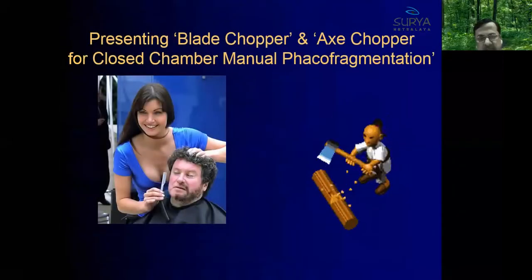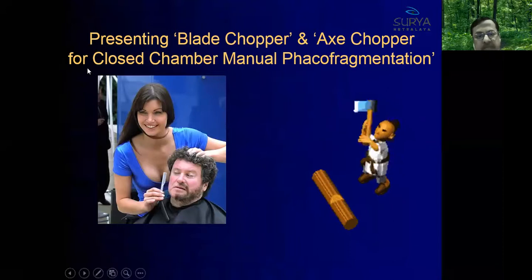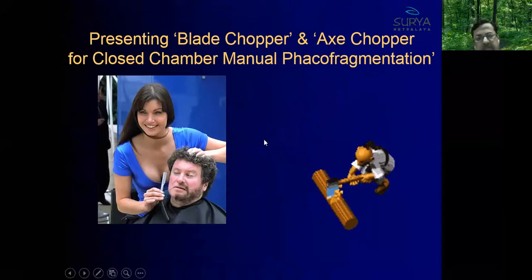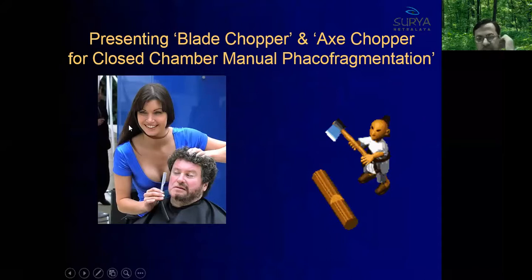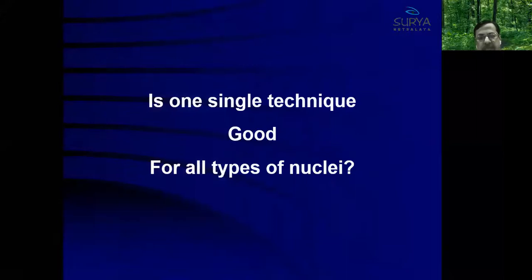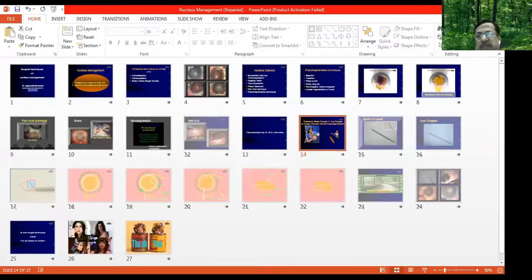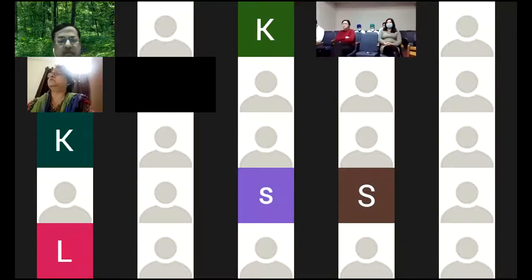This is another technique. This was my technique, the fragmenting of the nucleus with the axe chopper and blade chopper. I had designed these choppers, and this technique is a closed chamber manual phacofragmentation. In fact, I got many awards in the state conference as well as the national conference for this technique. But I will not show this technique because it is difficult to follow. And even I am not doing this technique. I am doing another technique of endo expression of the nucleus. So I'll close this and go to the other presentation.